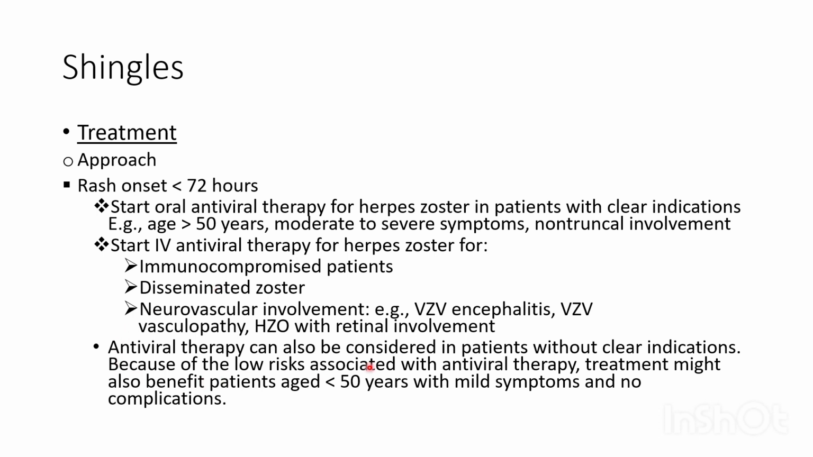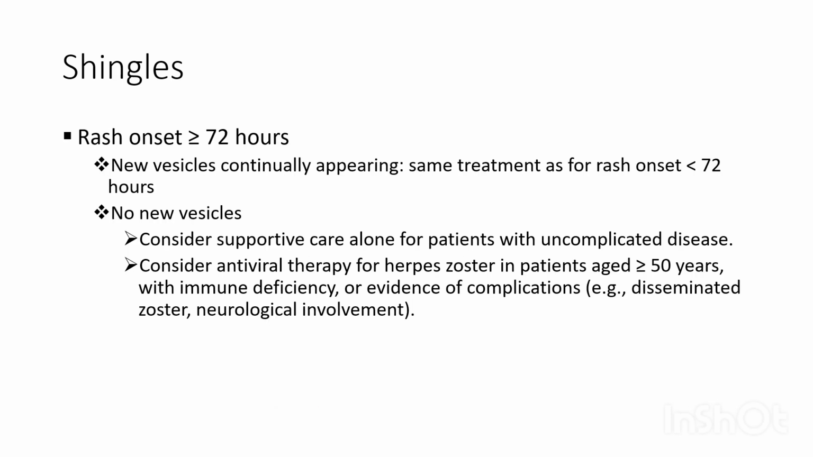Antiviral therapy can also be considered in patients without clear indications. Because of the low risk associated with antiviral therapy, treatment might also benefit patients aged less than 50 years with mild symptoms and no complications. Rash onset greater than 72 hours. New vesicles continually appearing: same treatment as for rash onset less than 72 hours. No new vesicles: consider supportive care alone for patients with uncomplicated disease. Consider antiviral therapy for herpes zoster in patients aged greater than 50 years with immune deficiency or evidence of complications, for example disseminated zoster, neurological involvement.